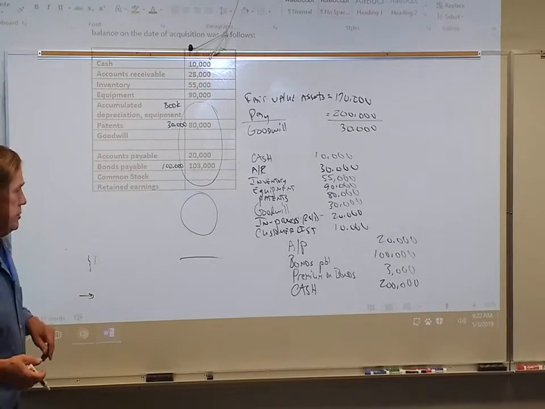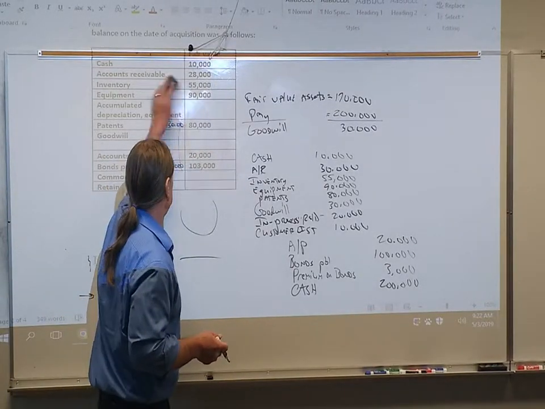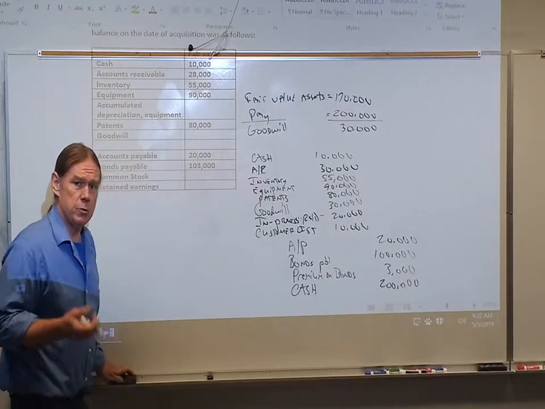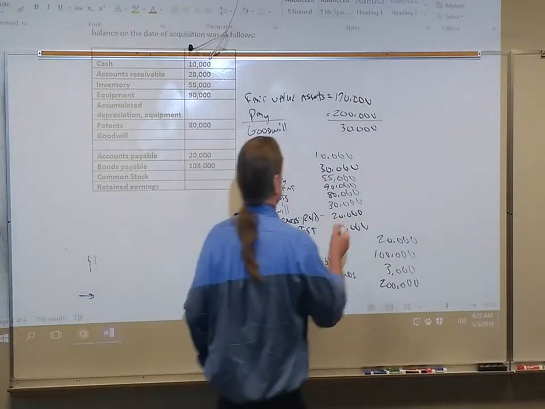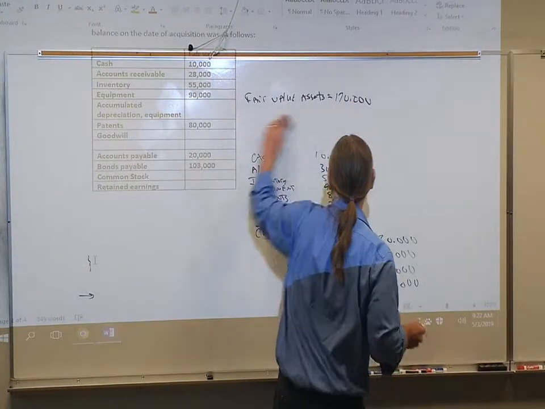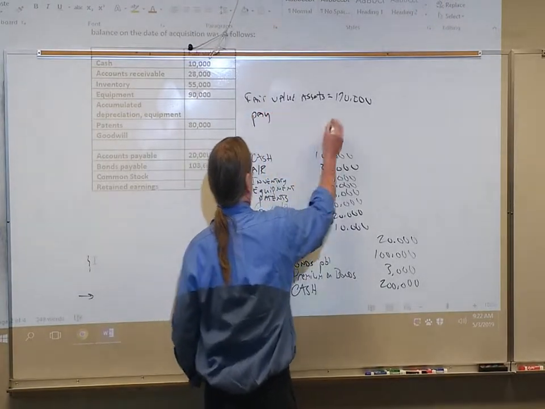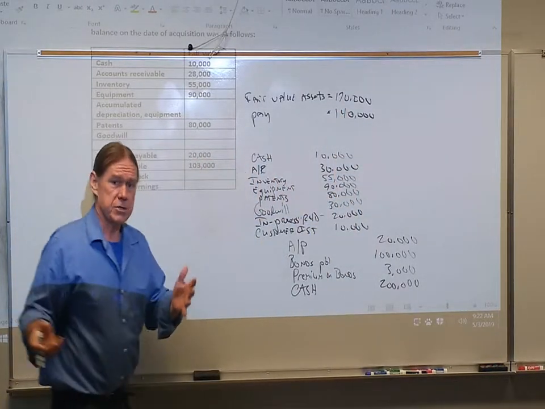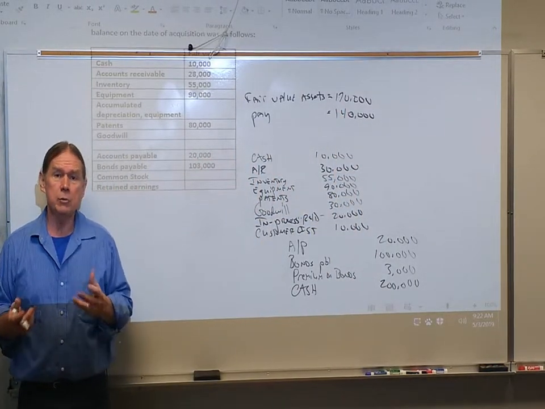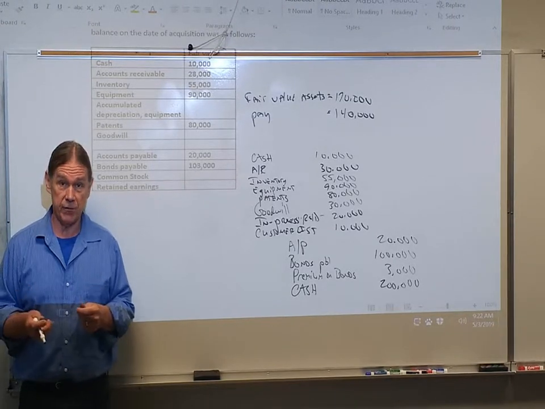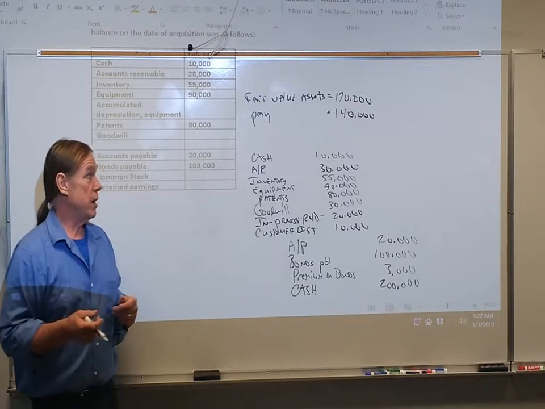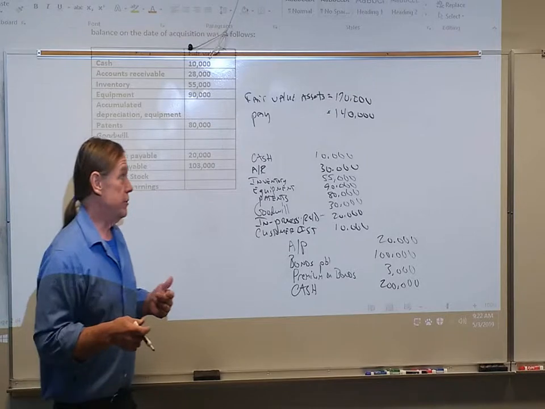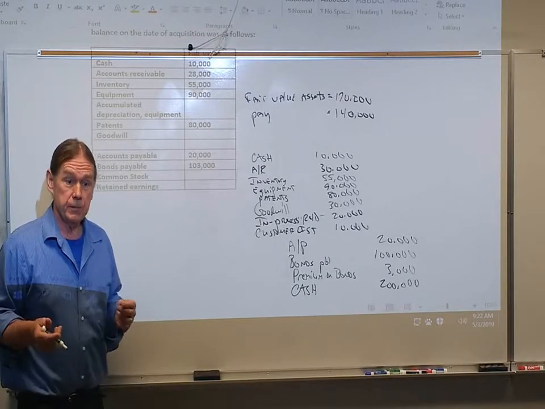Okay, let's go on to the second scenario. The second scenario was going to be the exact same merger, but rather than paying $200,000, we were only going to pay $140,000 cash. So we have the same assets being acquired, but now, for some unknown reason, we're able to acquire the business for less than the fair value of its net assets. In this case, rather than having $30,000 of goodwill from paying above and beyond the fair value of the net assets, we're going to have a $30,000 savings.